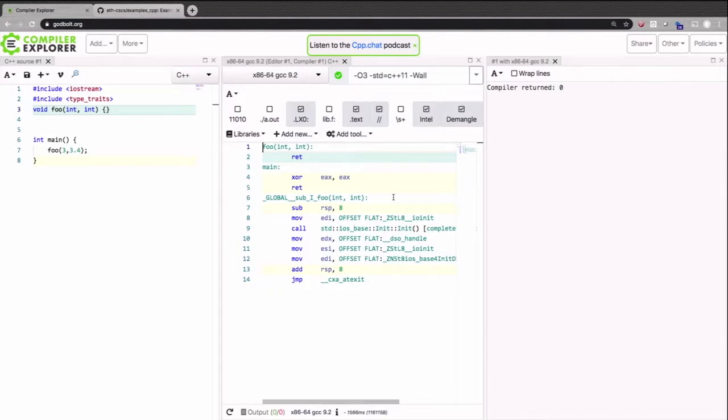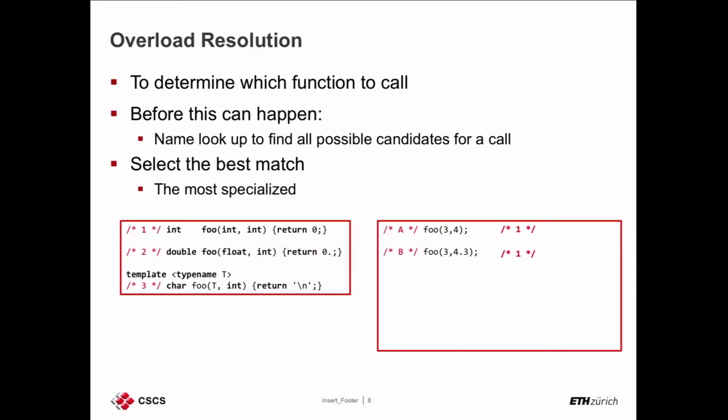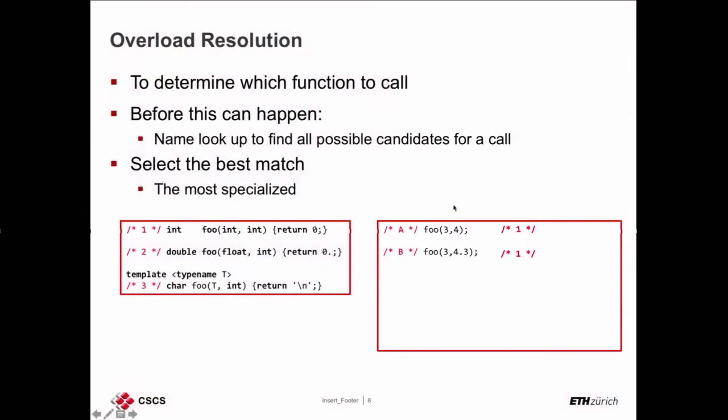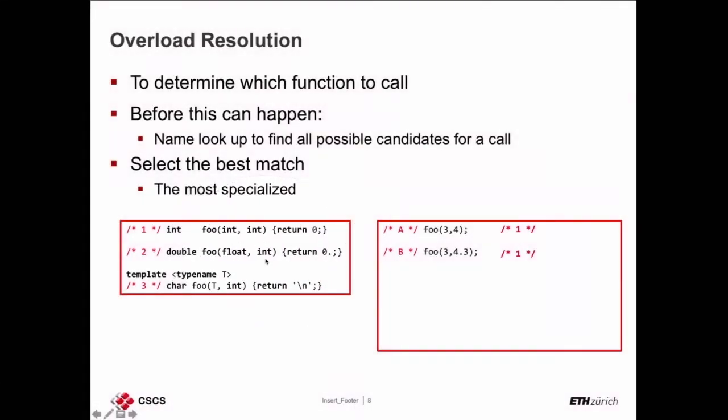Why does it prefer to convert the float to int and not the opposite in your example in the slide? Because 4.3 is not a float, it's a double. 4.3 is a double by default. So it will have to convert anyway to int or to float.